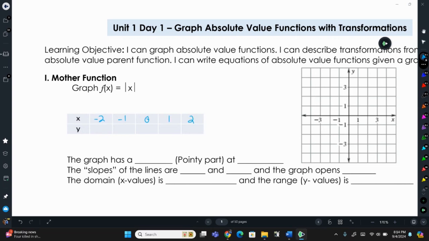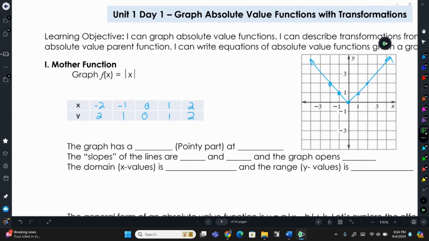Now the absolute value of negative 2 is positive 2. The absolute value of negative 1 is positive 1. The absolute value of 0 is 0. The absolute value of 1 is 1, and the absolute value of 2 is 2. So now if we plot those, when x is negative 2, y is positive 2; negative 1, comma positive 1; 0, 0; 1, 1; and 2, comma 2. So if we were to connect this, this looks like a V.